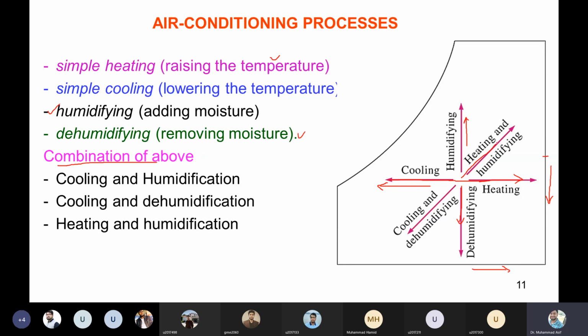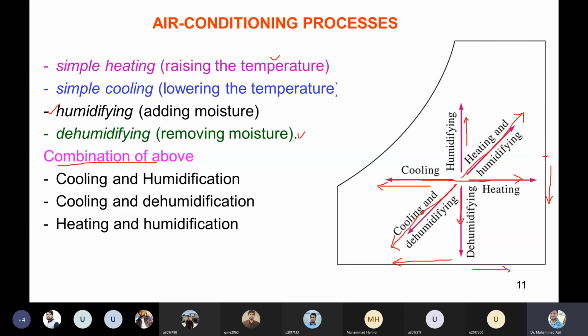For example, if you're moving in this direction, that means you are increasing the dry bulb temperature and the mass of the water vapor. So this is the heating and humidification. If you are moving in this direction, that means you are decreasing the dry bulb temperature. That means you are cooling, as well as decreasing the water vapors, which is called dehumidification.